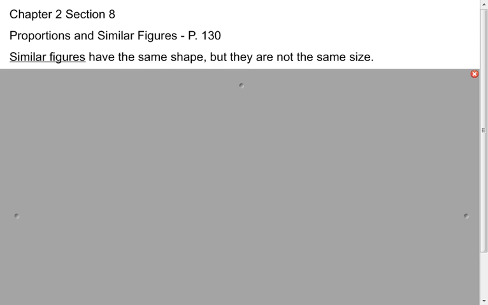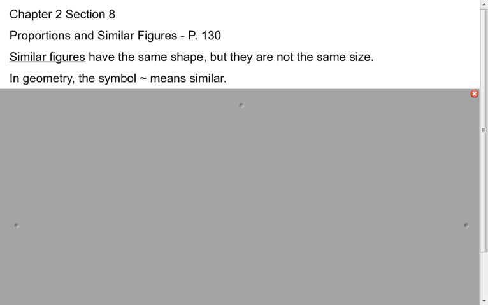A couple of definitions. Similar figures. This means that the two shapes have the same shape, but they're not the same size. And I'll have one of those down here at the bottom of the screen. In geometry, this little squiggly symbol is called a tilde. It means the word similar. So if I have that symbol, it means the two shapes are similar. They have the same shape, but they're not the same size.